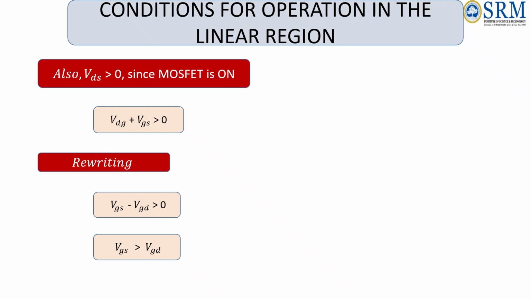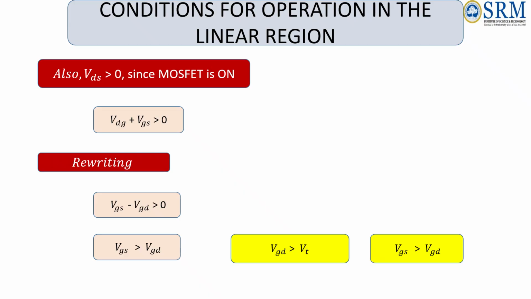So the two essential conditions for the MOSFET to be in the linear region are VGD should be greater than VT and VGS should be greater than VGD.